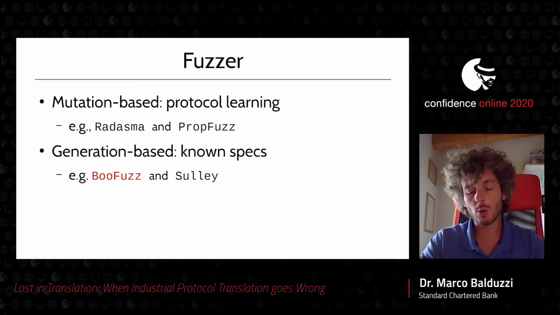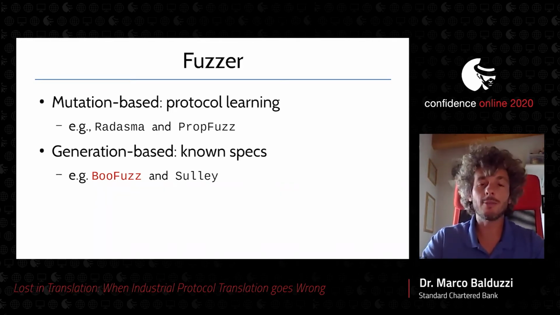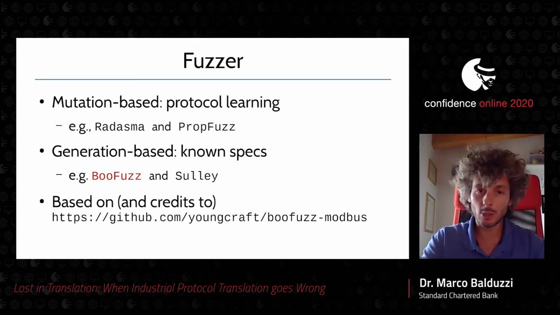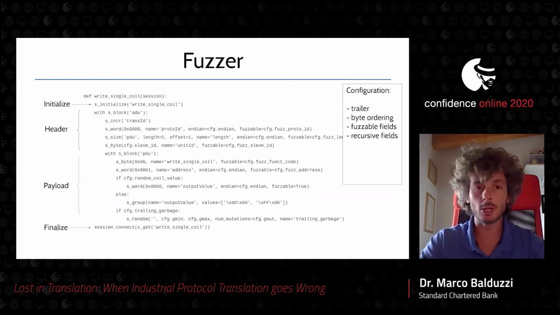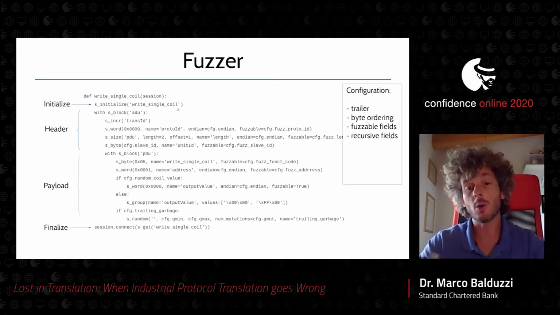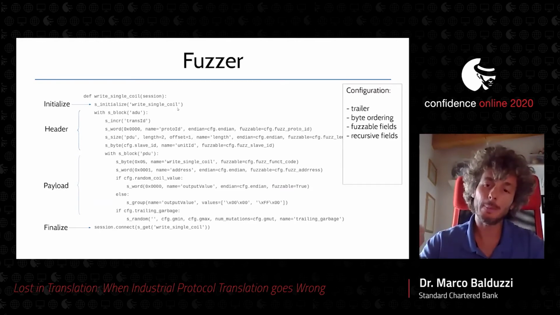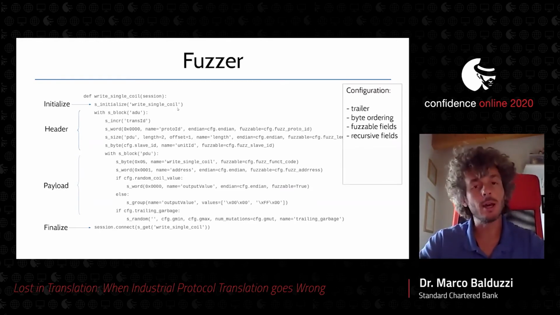In this case, we went for a generation-based fuzzer because Modbus is a free specification. You can download the specification from our website. And at that point, we went for BooFuzz, and in particular, a customized version of the code developed by Youngcraft. I want to credit here. And BooFuzz is super cool because if you have a specification, you can, for example, here on screen, this is an example to fuzz the write single coil request. A coil is used to set a bit on a slave node.